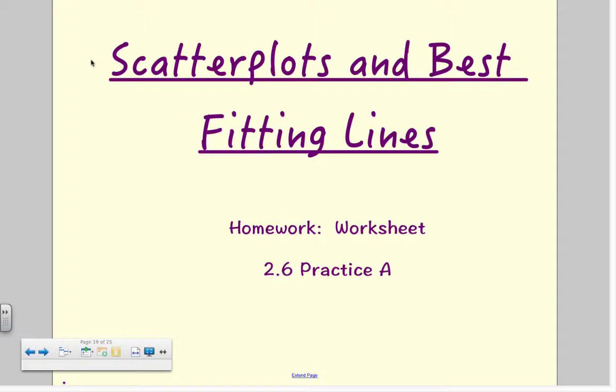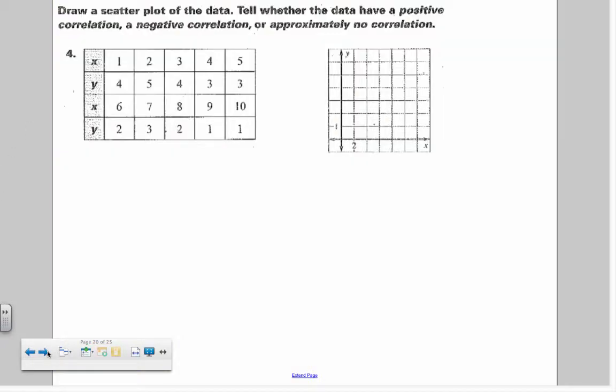This is from your homework. This is worksheet 2.6, practice A. The first question I'm going to cover is question number 4. The question says, draw a scatterplot of the data. Tell whether the data have positive correlation, a negative correlation, or approximately no correlation.